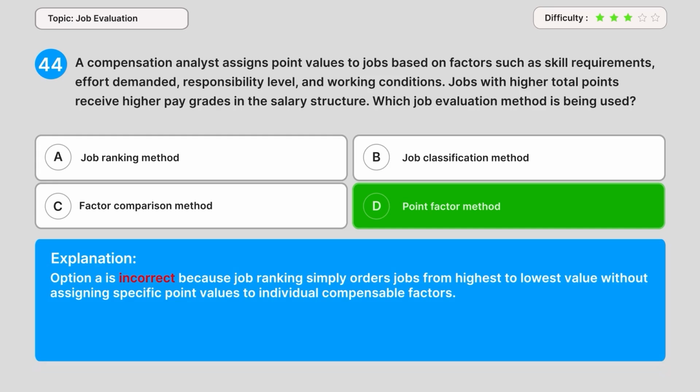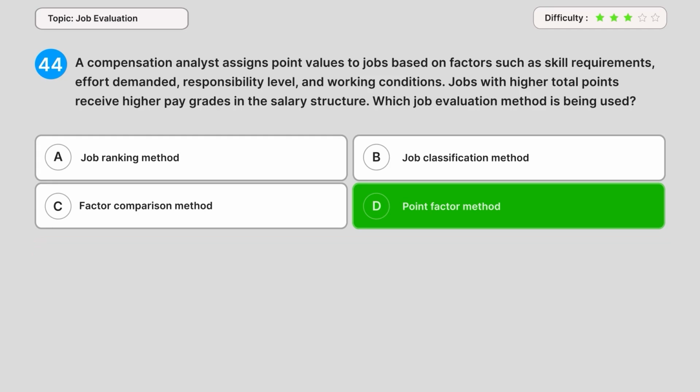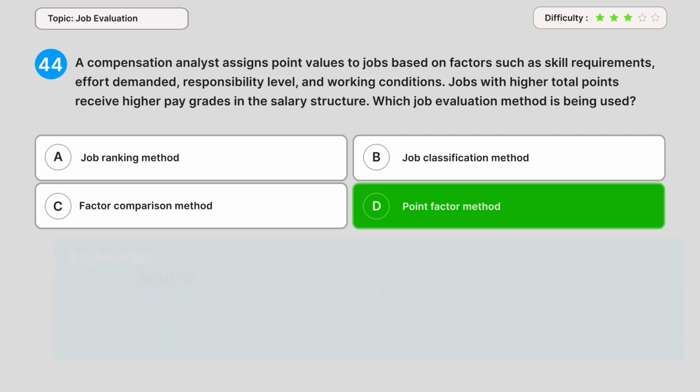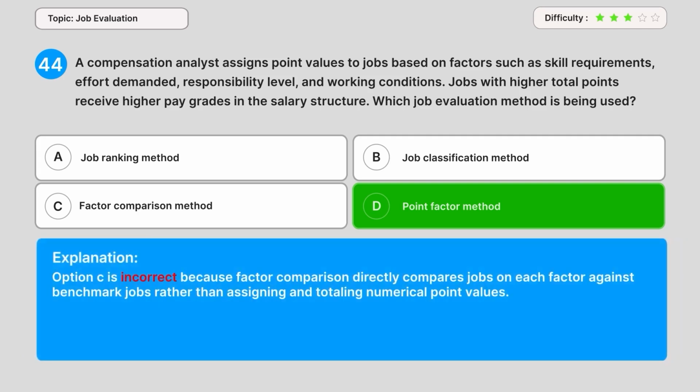Option A is incorrect because job ranking simply orders jobs from highest to lowest value, without assigning specific point values to individual compensable factors. Option B is incorrect because job classification places jobs into predetermined categories or grades, rather than calculating point values for specific compensable factors. Option C is incorrect because factor comparison directly compares jobs on each factor against benchmark jobs rather than assigning and totaling numerical point values.